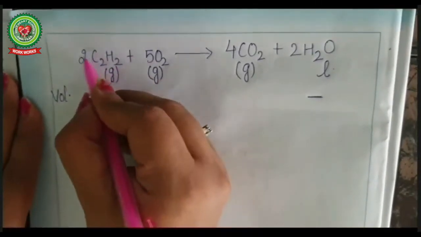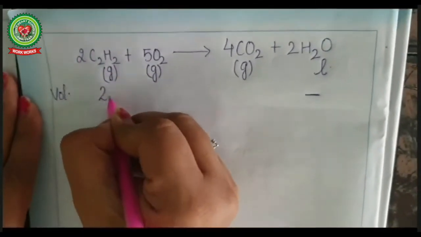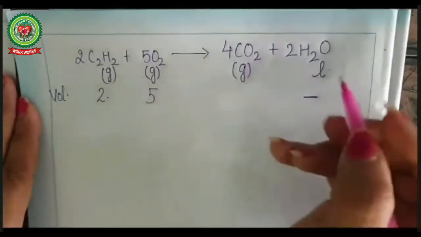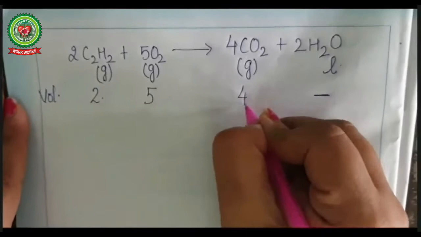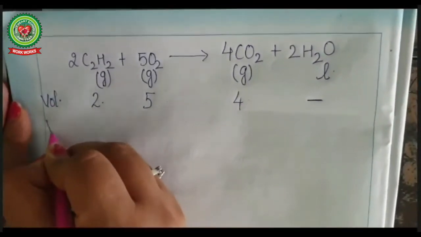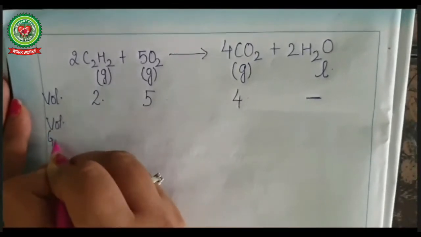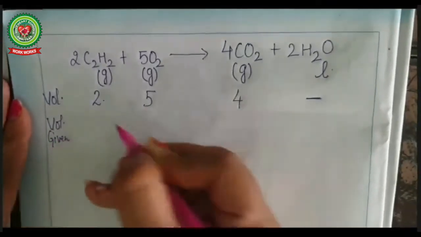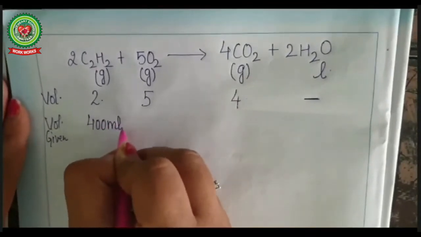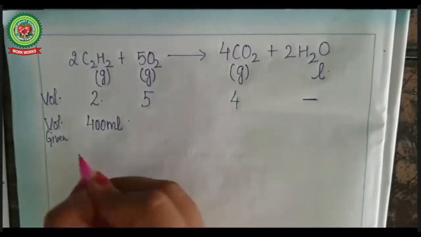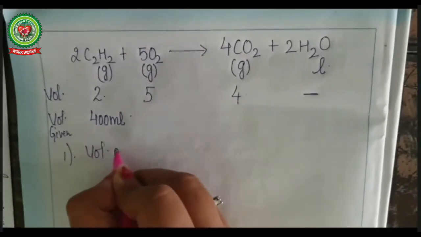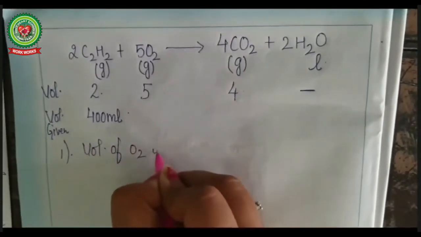So ethyne, it is 2. For oxygen, it is 5. And for carbon dioxide, it is 4. And the volume that is given to you is 400 ml of ethyne. So now we are going to solve first part, that is volume of oxygen required.